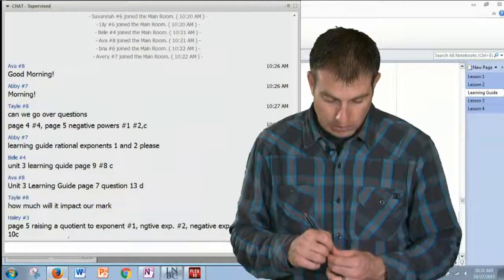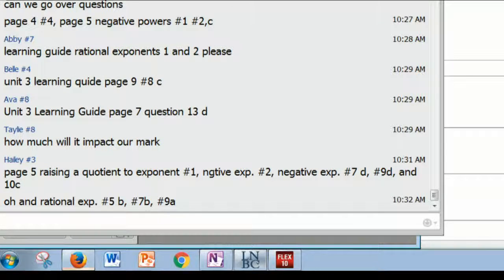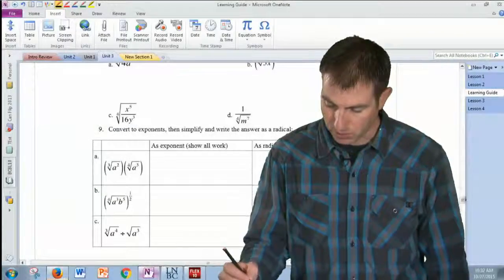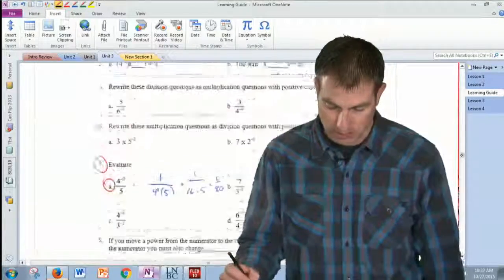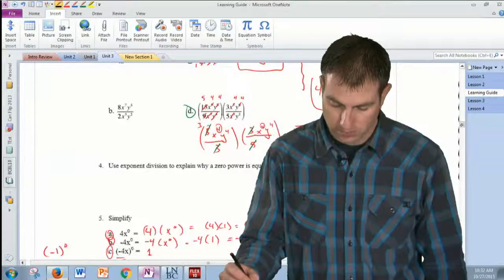So page 4, number 4, page 9, number 8, page 5. Oh, and rational exponents 5b, 7b, 9a. All right. First one, page 4, number 4. Let's start there. This may be a bit of flipping back and forth for me. I apologize for that, but I just want to make sure you guys get to see everything you have questions about.